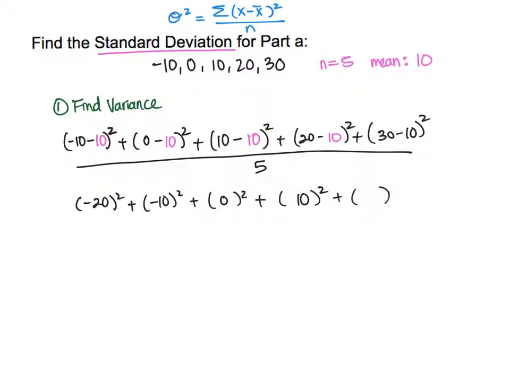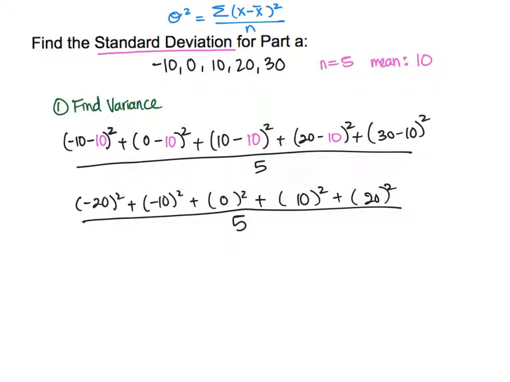And last but not least, 30 minus 10 gives me 20. So I have 20 squared, and this is all over 5 still. Now what I'm going to do is square those numbers here. Let me just give you a fair warning. When you square a negative number in the calculator, make sure you put parentheses around that negative as well, just the way it looks right here. When you type it in the calculator, make it just like how it looks. So parentheses, -20, close that parentheses, square it.